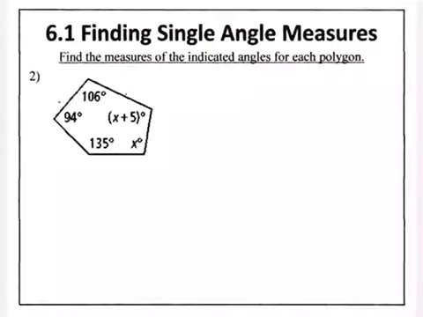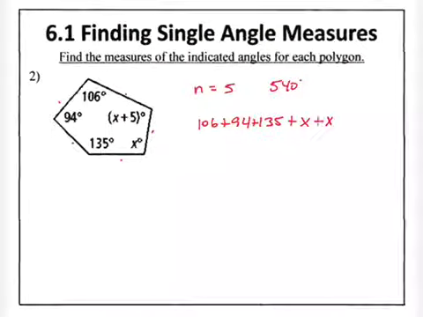Same thing here. We have 1, 2, 3, 4, 5 sides. So that means our angle sum we already know is going to be 540, just like the last problem. So we're going to take everything we know and set it equal to 540. So 106, 94, 135, plus x plus x plus 5 equals 540.